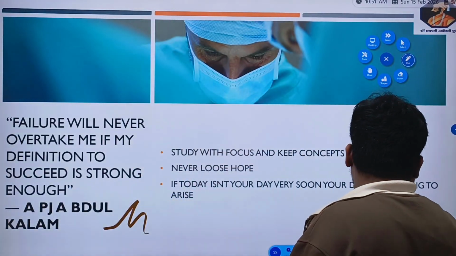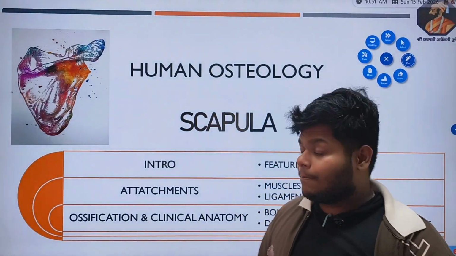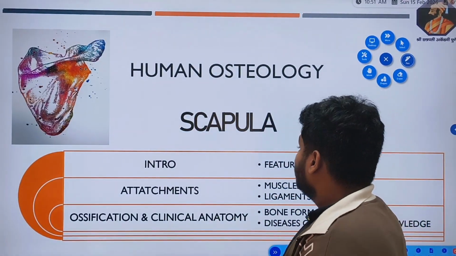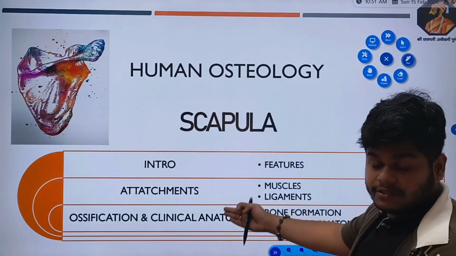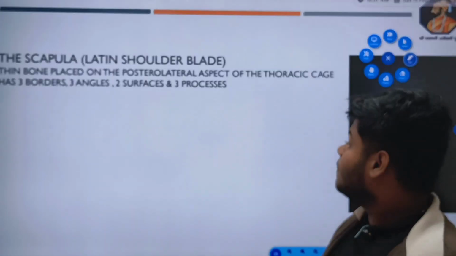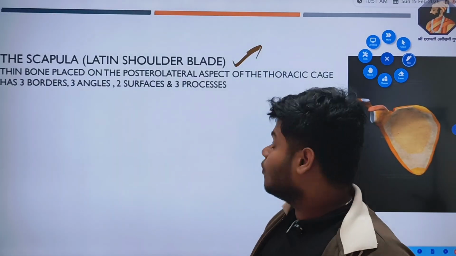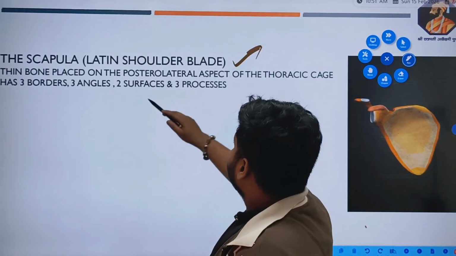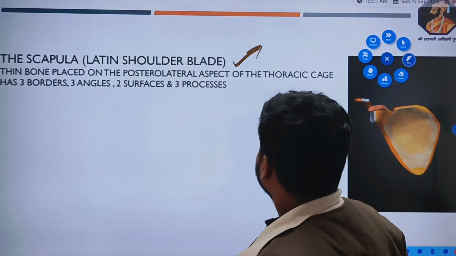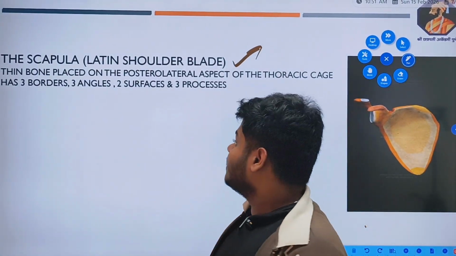Okay. Next, human osteology, scapula. So this is all the things we will cover in today's lecture. The scapula. The scapula, in Latin, is called the shoulder blade. The bone is placed on the posterior lateral aspect of the thoracic cage. It is present in the posterior part of the thoracic cage.